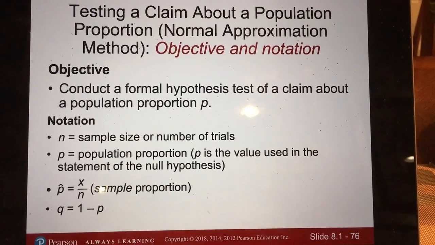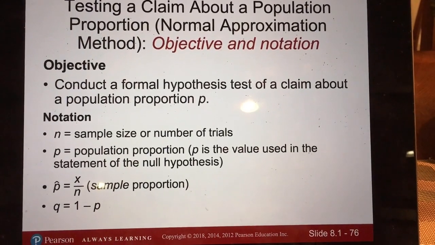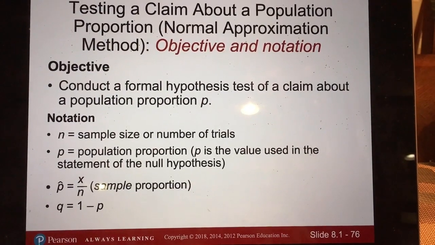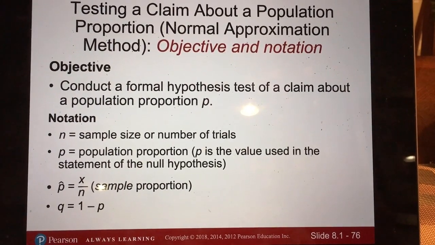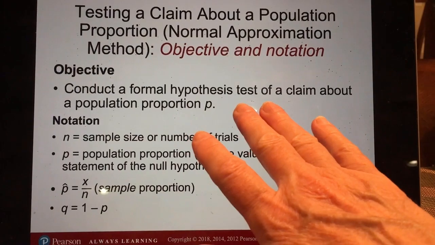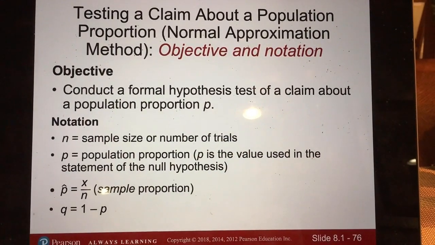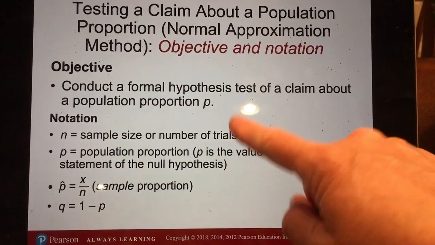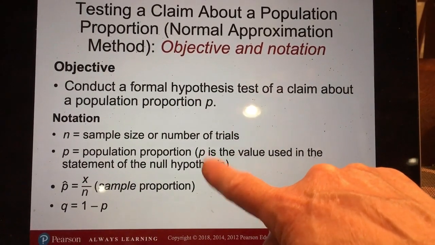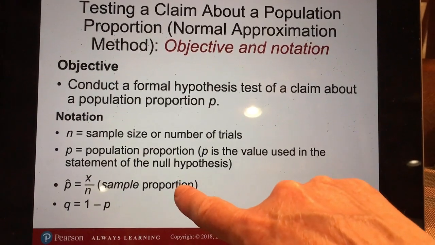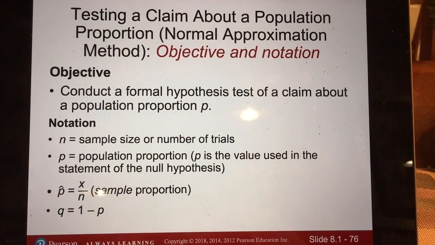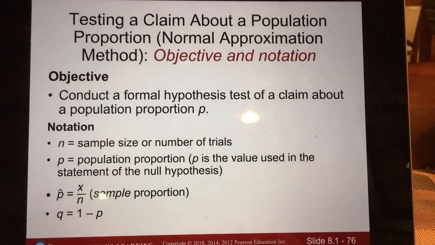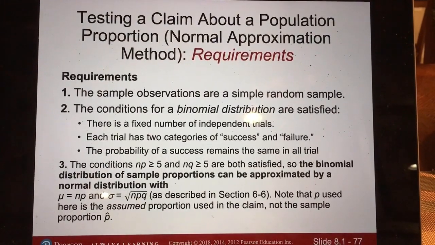So here we go with the procedure again. This is out of your book. The one that I've already given you is equivalent to that, but we'll just talk about it a little bit from your book's perspective here. We're going to conduct a formal hypothesis test of a claim about a population proportion. That is our objective. And n is the number of sample trials, p is the population proportion, the p hat is the x over n, and the q is 1 minus p. So we've got all of these different vocabulary things that we should know.